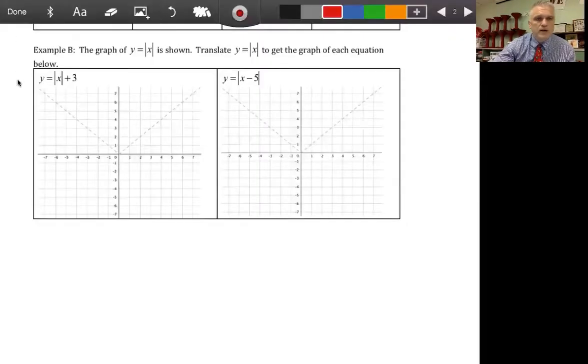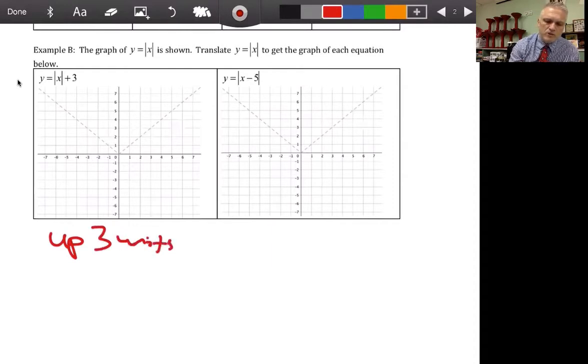So here we have a couple of equations where the parent function is given to you. Okay, so this is the parent function y equals absolute value of x. It's already given to you. And you are now going to say, what would the graph look like if this were my equation? Well, there's a +3, and the +3 is outside of the absolute value. So outside means it's either going to be up or down. Well, it's a plus. It's going to go up 3 units.